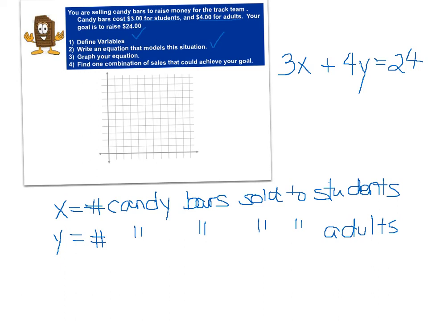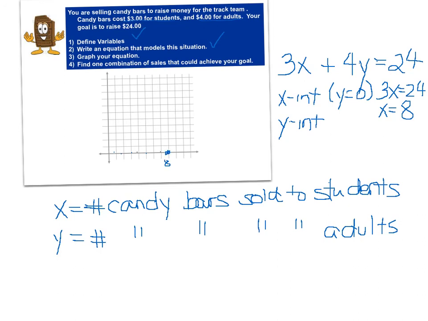So we have written an equation to model the situation, and now we need to graph it. In order to graph it, remember you're going to focus on your x-intercept as well as your y-intercept. Your x-intercept is going to occur when y is 0. So if y is 0, we will end up with an equation that 3x is equal to 24 because the y term drops out. This is going to give me an x value of 8. So if I go over to my axis, 1, 2, 3, 4, 5, 6, 8, looks like we have a point right here. So when x is 8, y is 0.